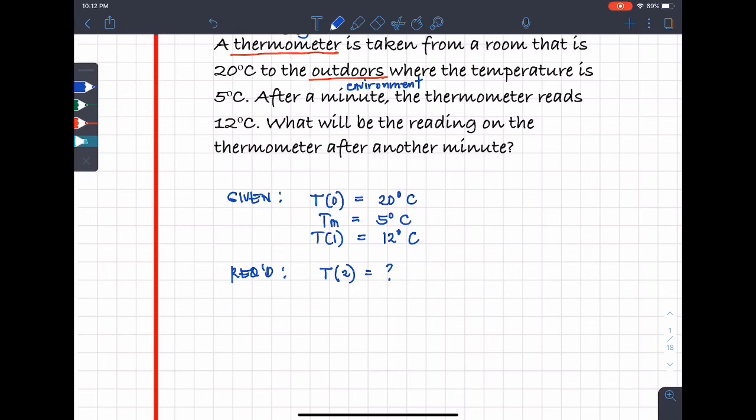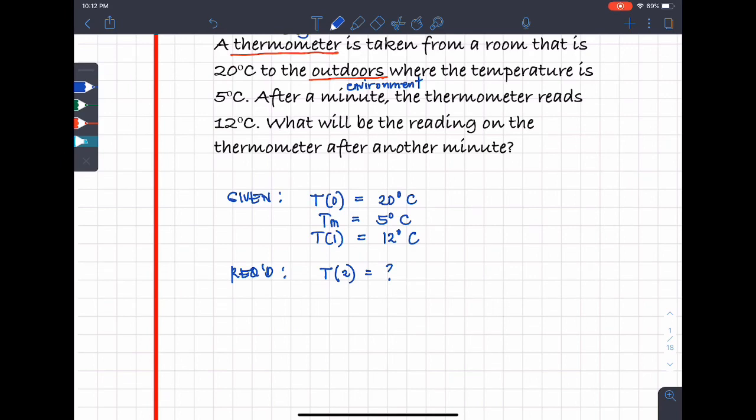And this is what I have mentioned a while ago. The change in the temperature of the body is limited up to the temperature of its environment. Initially, the temperature of the body is 20 degrees Celsius. And then after a minute, it becomes 12 degrees Celsius. There is a decrease, but it's still higher than the temperature outdoors, which is 5 degrees Celsius. Therefore, after 2 minutes, we are expecting that the temperature will decrease or will have a value lower than the 12 degrees Celsius, but of course, it's still higher than 5 degrees Celsius.